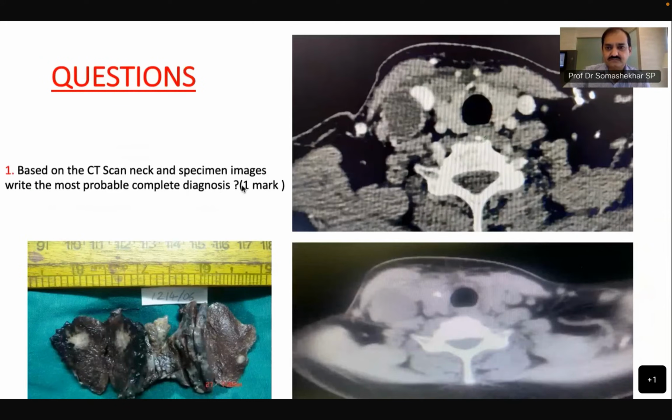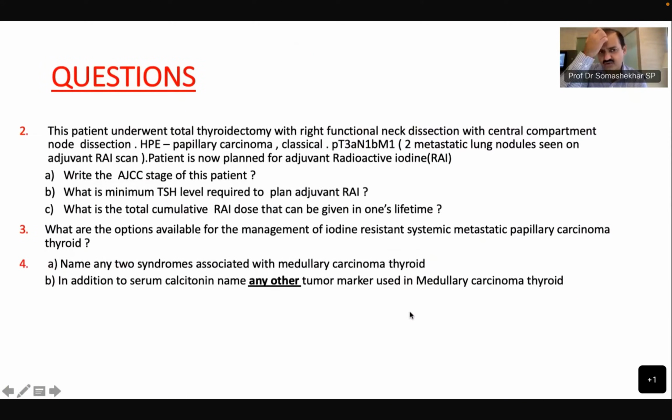When you look at the CT, both thyroid lobes show multiple lesions. You can see those multiple lesions: look at this 1, 2, 3, all of them are there. Then we have level 2 and 3 nodes. In the specimen, you can see a multicentric lesion: 1, 2, 3, 4, 5, 6, 7, 8. So multiple. Questions. This patient underwent total thyroidectomy with right functional neck dissection.